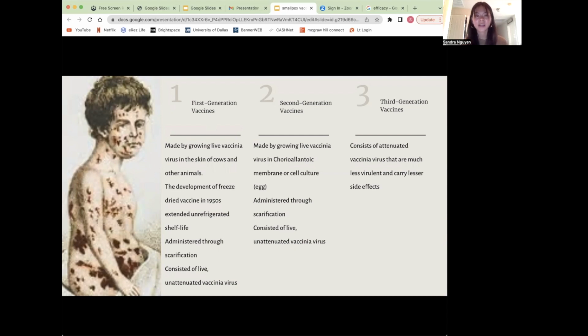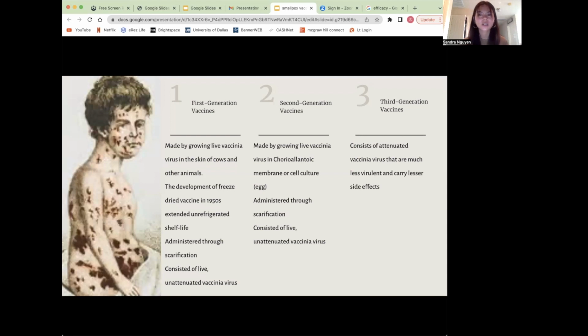The second generation vaccine was made by growing live vaccinia virus in a membrane or a cell culture, and usually they would use an egg. And this was also administered through scarification and consisted of live unattenuated vaccinia virus. Then we have the third generation, which consists of attenuated vaccinia virus. Now, attenuated means that it has a reduced virulence, and this is done by serial passages in non-human cells or by careful deletions of genes in the laboratory. Now, this results in a vaccine that is less virulent and carries lesser side effects.